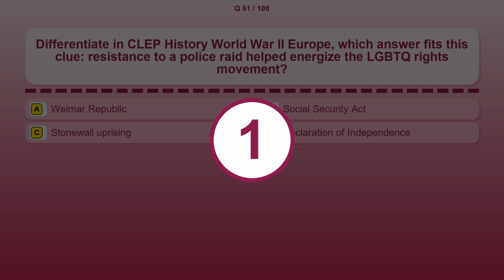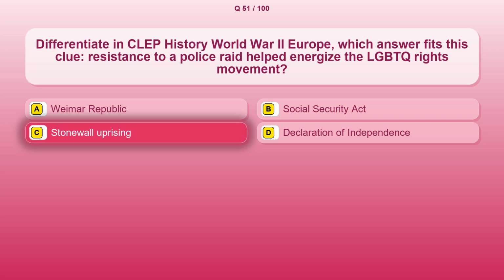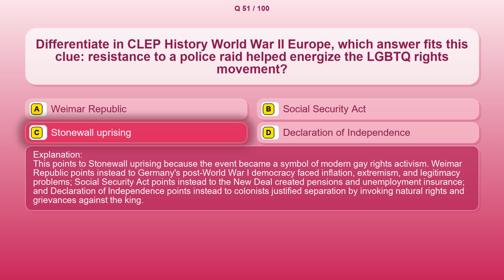The correct answer is option C, Stonewall Uprising. This points to Stonewall Uprising because the event became a symbol of modern gay rights activism. Weimar Republic points instead to Germany's post-World War I democracy faced inflation, extremism, and legitimacy problems. Social Security Act points instead to the New Deal created pensions and unemployment insurance, and Declaration of Independence points instead to colonists' justified separation by invoking natural rights and grievances against the king.